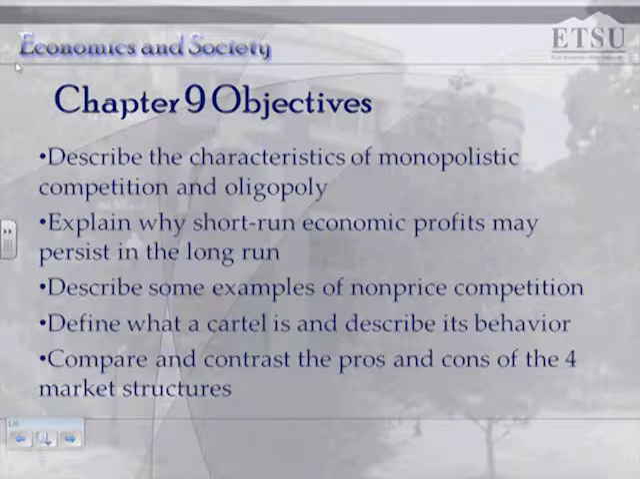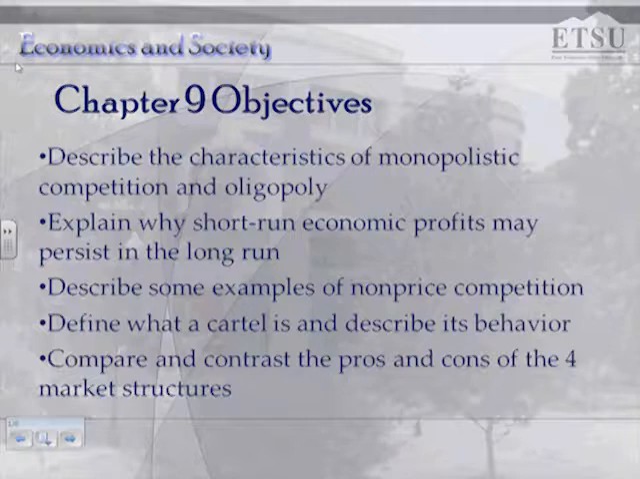Now we're going to look at a couple of market structures that are more in the middle, more realistic, more like real life, more like the markets in which we participate. Few things are purely competitive or pure monopolies. So we're going to think about the characteristics of monopolistic competition and oligopoly. And we'll talk about how those economic profits can persist in the long run, potentially.